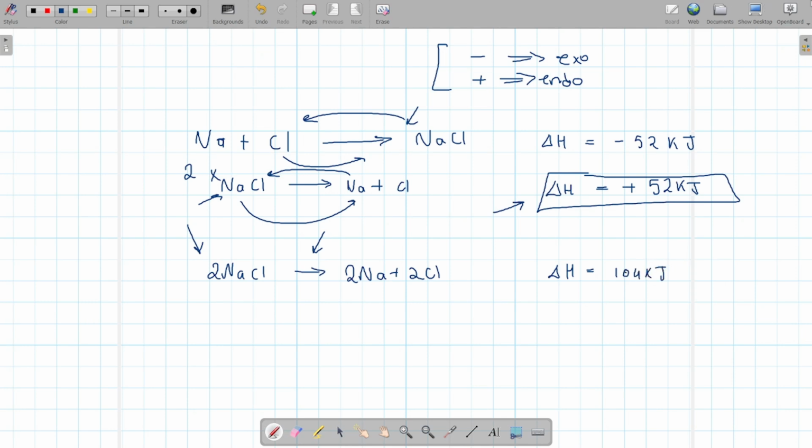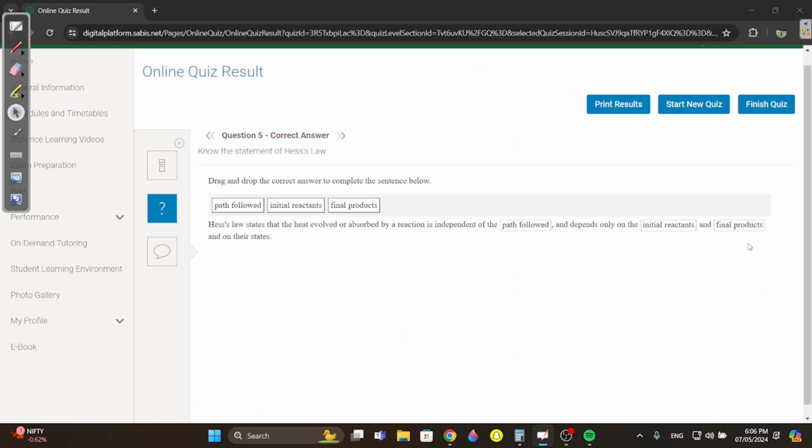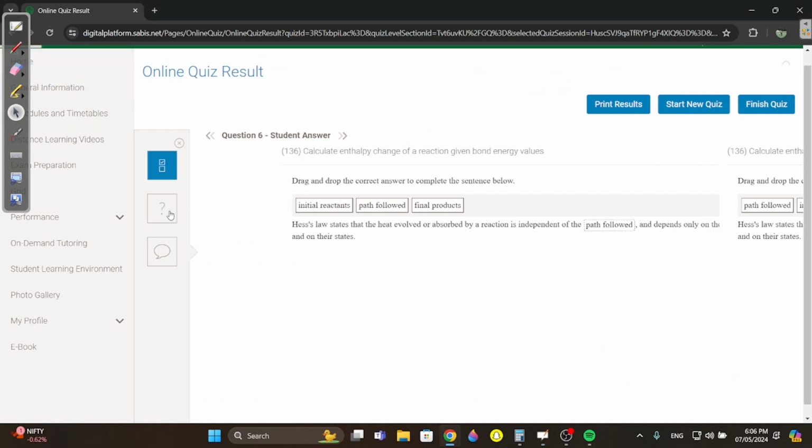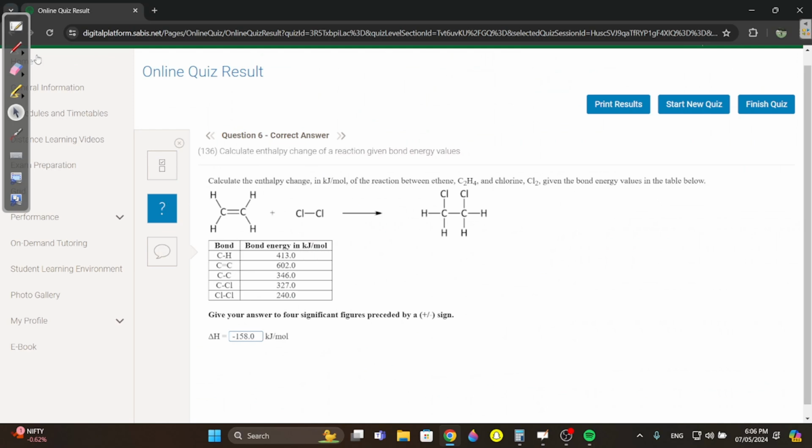Now, I think next question is when. Yeah, obviously. So it's independent of the path followed, so it doesn't really matter what's happening. The only thing that matters is the initial reactants and the final products. Okay. Question 6. I think this is where it starts. Okay, still it's easy.